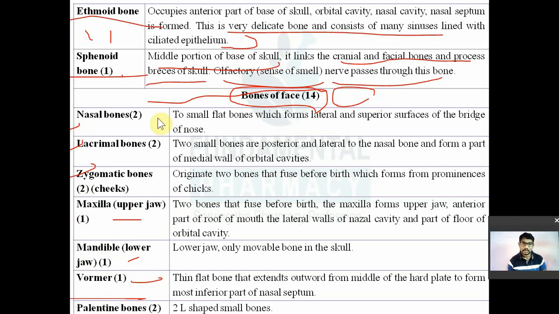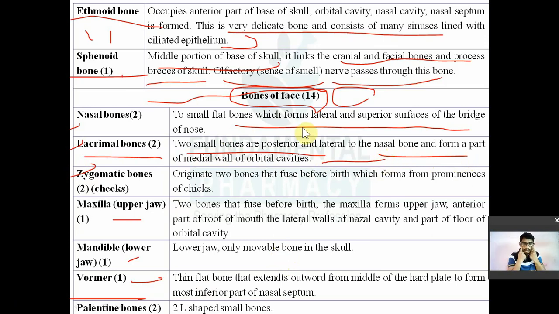So nasal bones are two in number. Two flat bones which form the lateral and superior surface of the bridge of nose. साइड का और ऊपर का जो पार्ट है आपके nose का that is formed by the two nasal bones. Then lacrimal bones, two small bones which are posterior and lateral to the nasal bone and form a part of the medial wall of orbital cavity. यहाँ पे जो bones हैं that is the lacrimal bone.